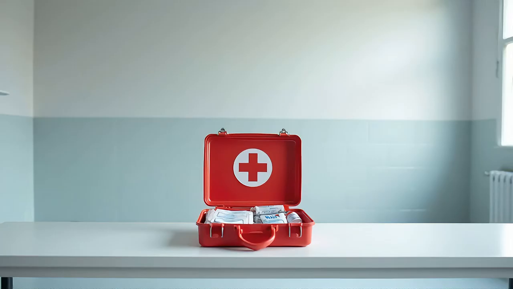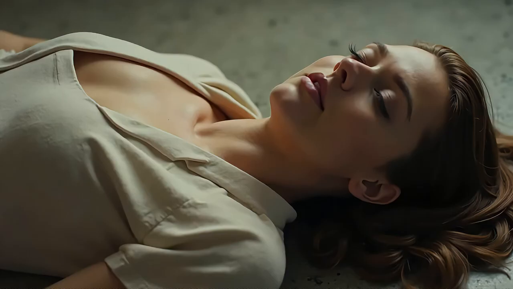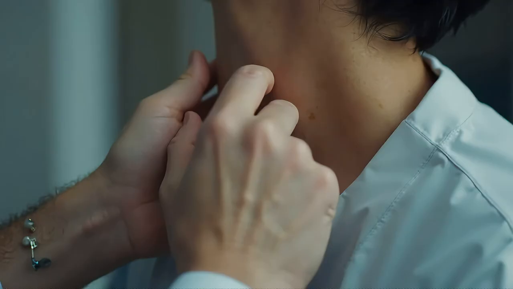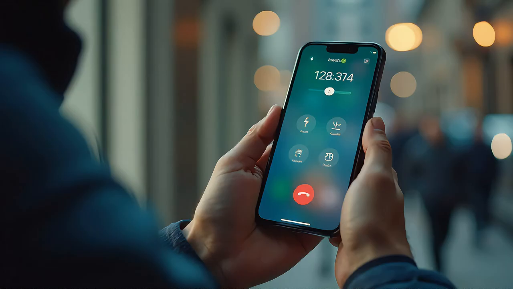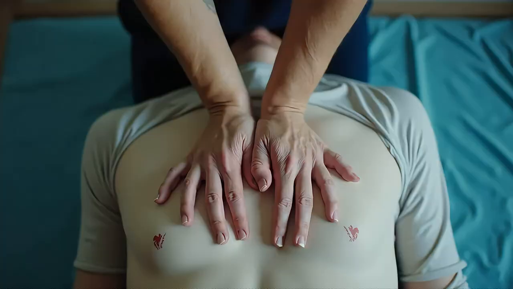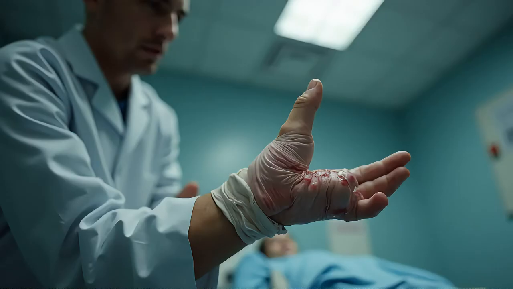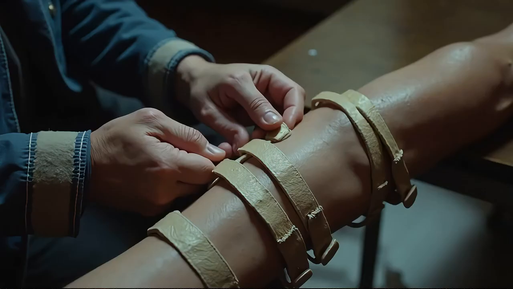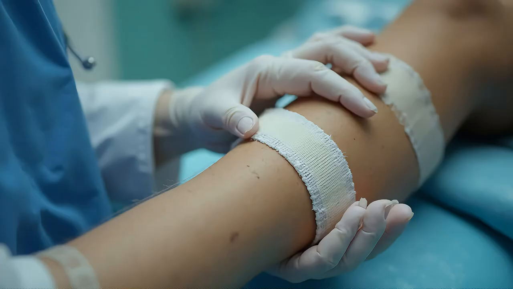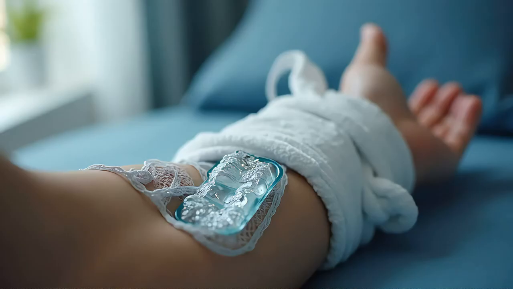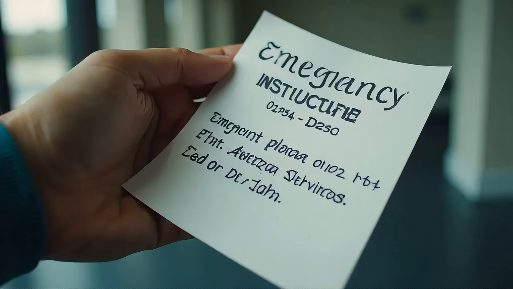Steps for first aid for fractures. 1. Assess the victim's condition. Ensure the person is breathing and their heart is beating properly. If the person is unconscious, call for help immediately and perform CPR if necessary. 2. Calm the victim. Keep the victim calm and reassured to reduce stress and anxiety. Avoid moving the injured limb unless absolutely necessary.